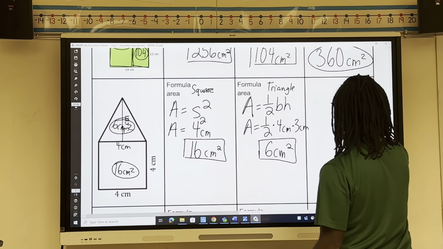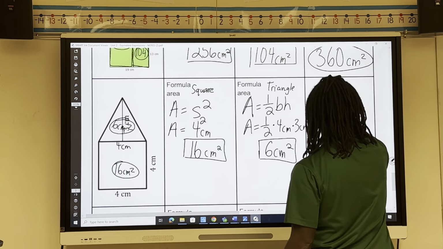And so then I'm finding the area of both of these together. So I have to add them. So I have 16 centimeters squared plus 6 centimeters squared for a grand total of 22 centimeters squared. And that is the correct answer. All right, hopefully you're feeling like these are pretty straightforward. Figure out what shapes you got, figure out the formulas, and plug in the formulas.